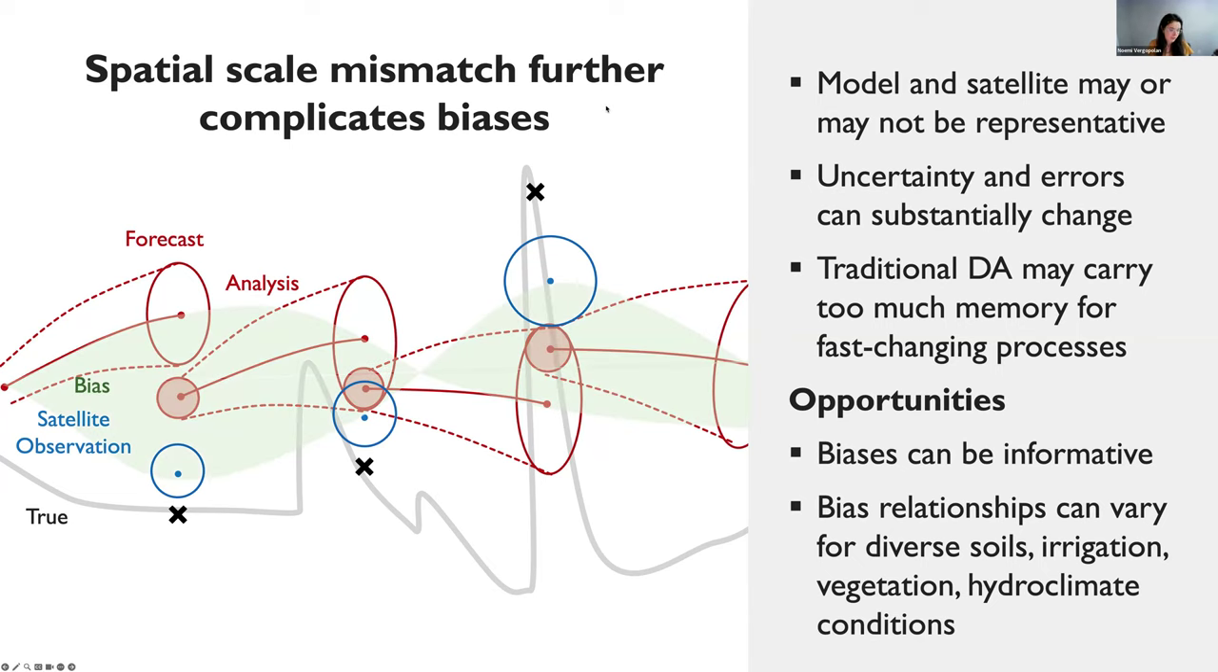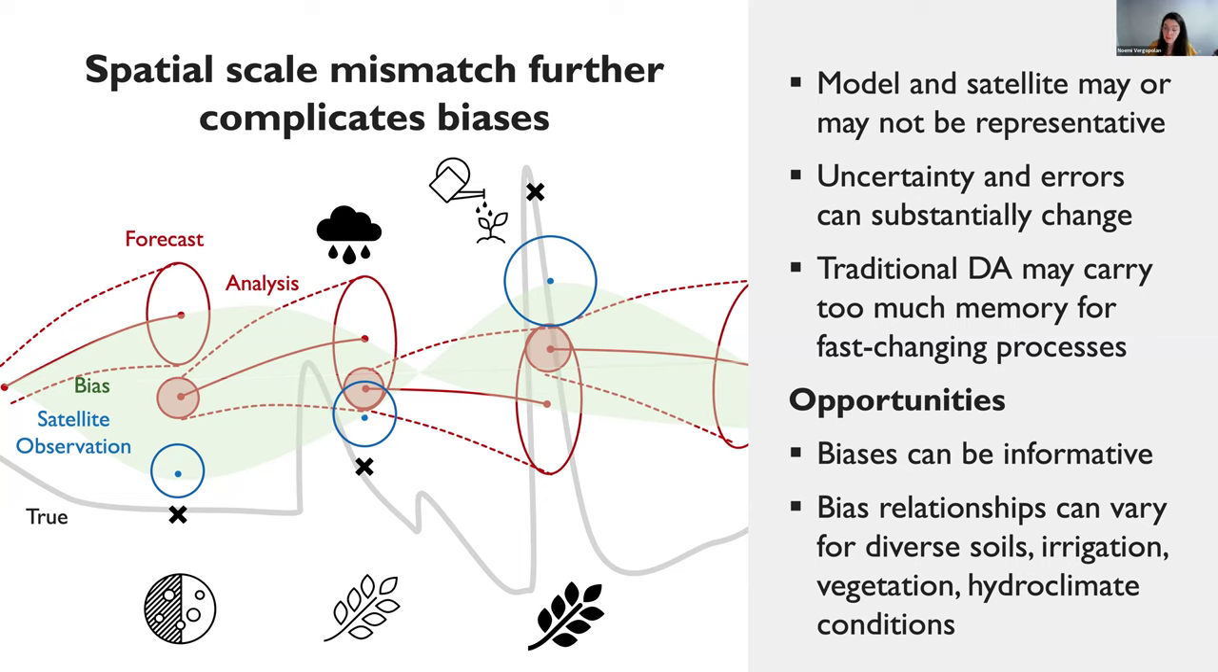Another thing is that traditional approaches often tend to neglect the bias between satellite observations and models, like I illustrated here with this green shade. And this bias carries information, which could be related to hydroclimate antecedent conditions, to human activities such as irrigation, specific properties of the soil, specific vegetation types, the state of the vegetation, and so on. So as of right now, besides multivariate DA, it's really hard to integrate some of this ancillary information directly into the data assimilation approach to further constrain the errors and uncertainties we have in these estimates, right?